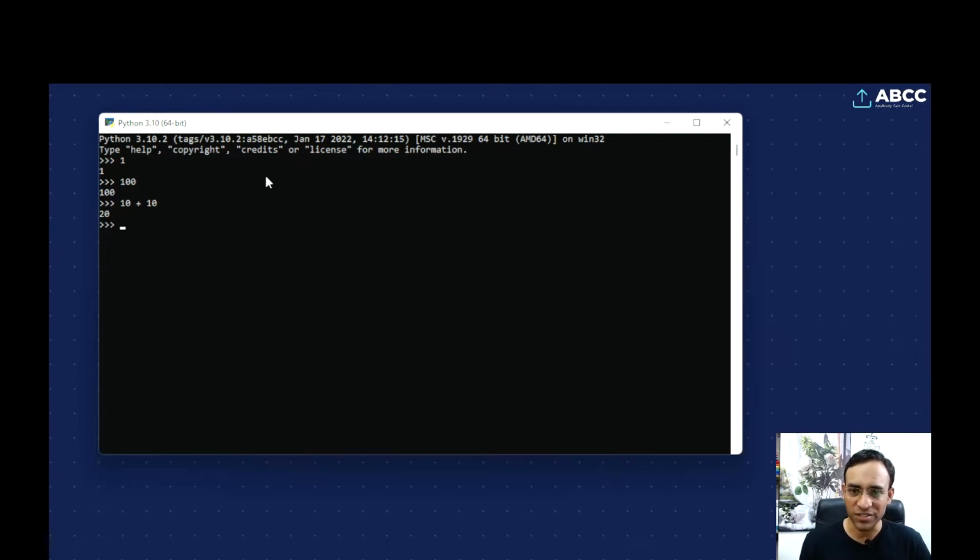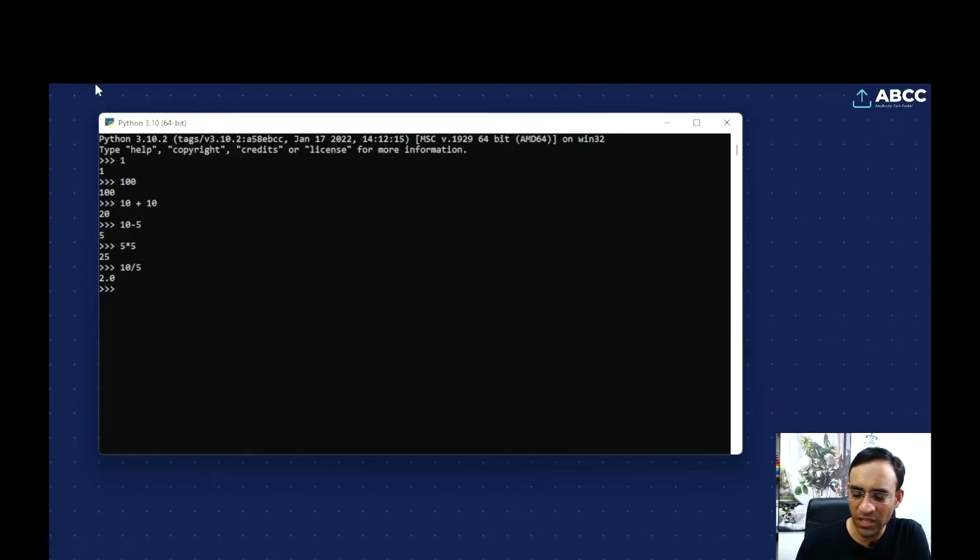Let's try the subtraction. 10 minus 5. It is returning 5. It is also working very well. Let's try multiplication. 5 multiply 5. It is returning 25. It is working very well. Let's try the division. 10 divided by 5. Okay, here we got 2.0.